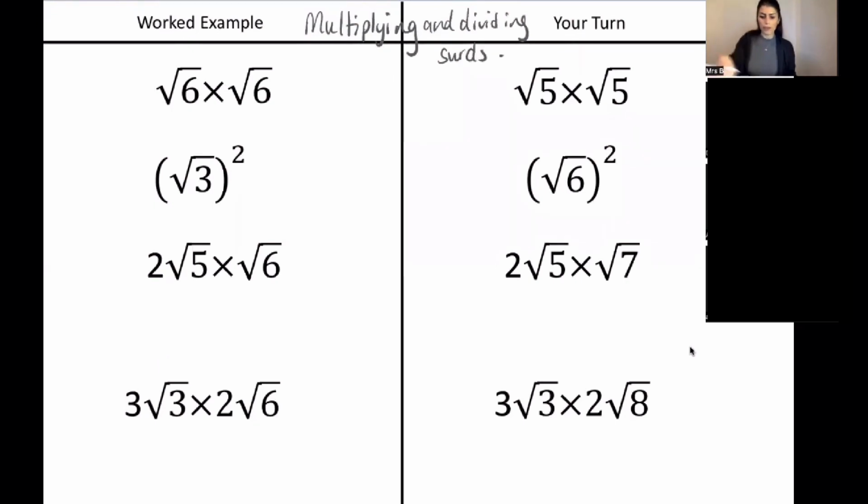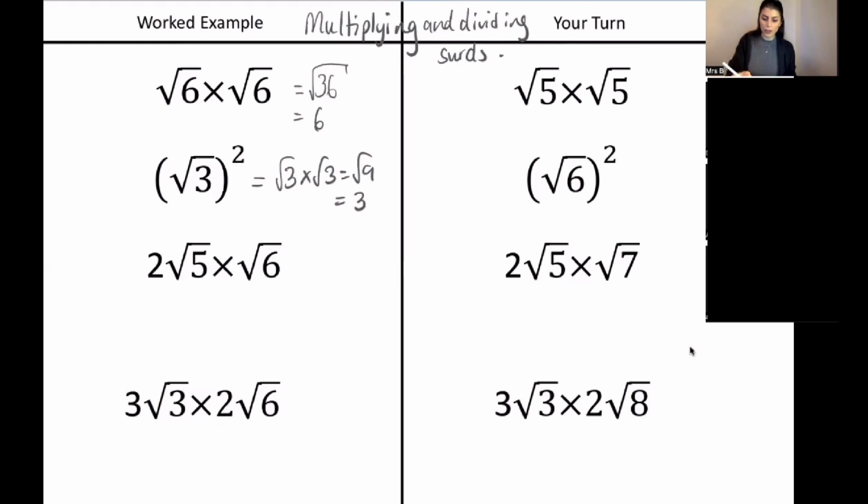Okay, so the first one, root 6 times root 6. Well, when you're multiplying, you multiply the numbers inside the surds together. So this gives you root 36, which is just 6. So what you should notice is that because they're both the same numbers, it's as if the square root cancels out. The next one, root 3 squared, that is the same as root 3 times root 3, which is root 9, which is, in other words, 3. Once you're confident, you don't have to do this long working. You can just write 3 as your answer.